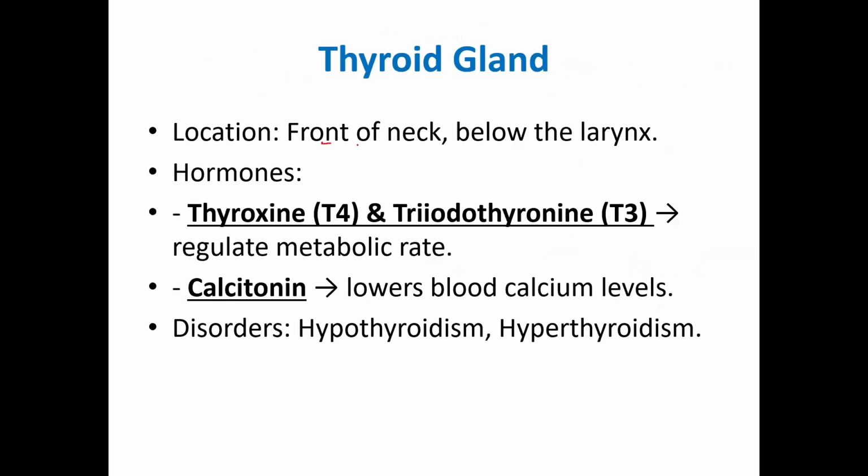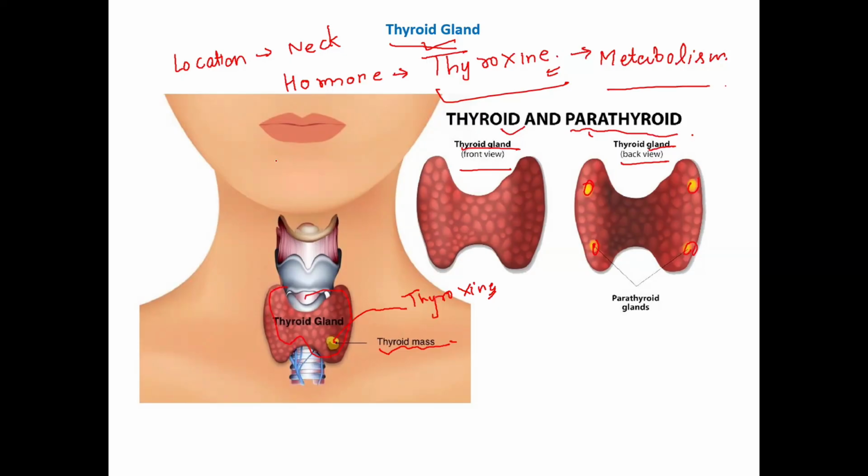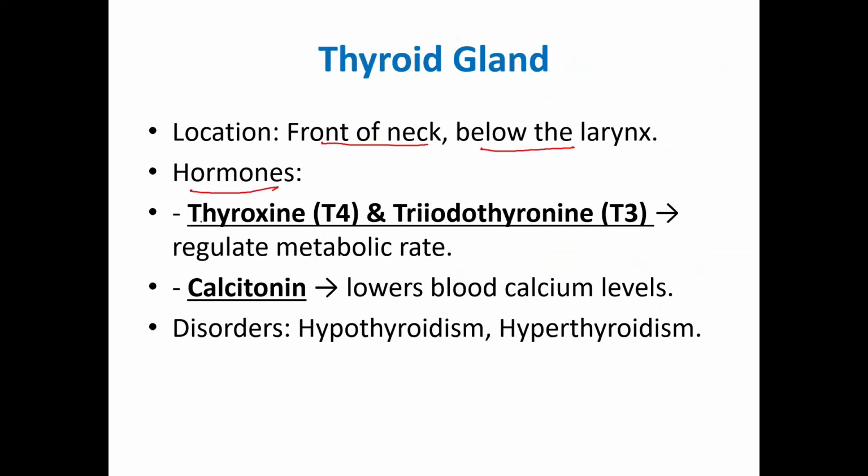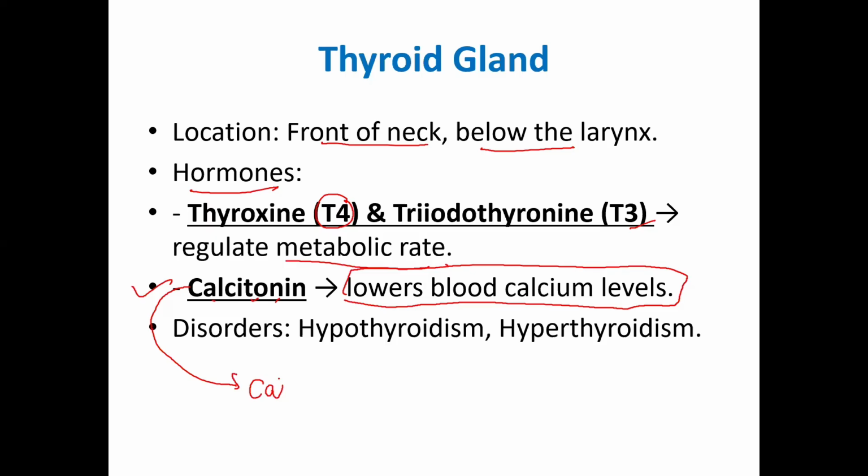Location: front of the neck, below the larynx. As you've seen in the picture, it's below the larynx. The hormones released are thyroxine, also called T4, and triiodothyronine, T3. On the other hand, it releases calcitonin. Thyroxine helps in metabolic rate, and the calcitonin hormone lowers blood calcium levels. You can easily remember: calcitonin for calcium, it helps to decrease the level of calcium in our body.